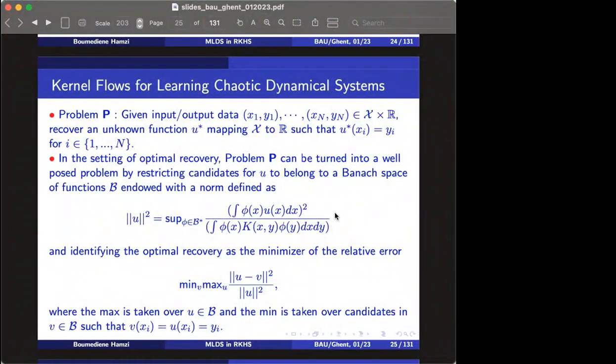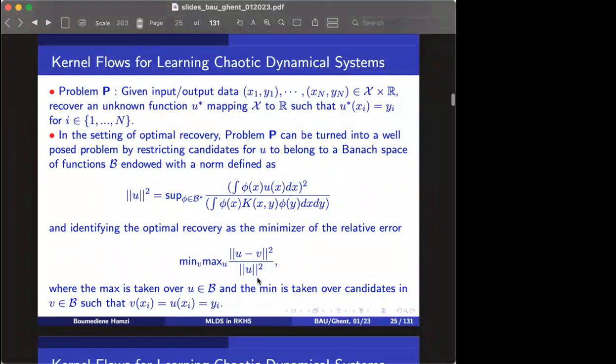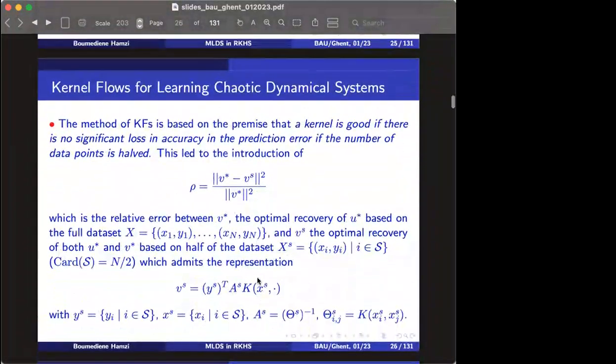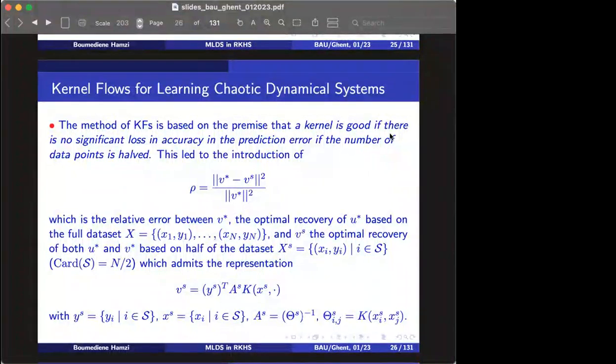And the problem of approximating the unknown function is an optimal recovery problem, where we are interested in minimizing the following relative error. So it's like a min-max problem: min with respect to v, max with respect to u of this relative error. So u is the true function, and v is the approximant. And the method of kernel flows is based on the premise that a kernel is good if there is no significant loss in accuracy in the prediction error if the number of data points is halved.